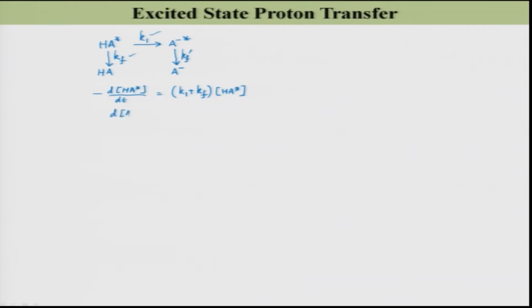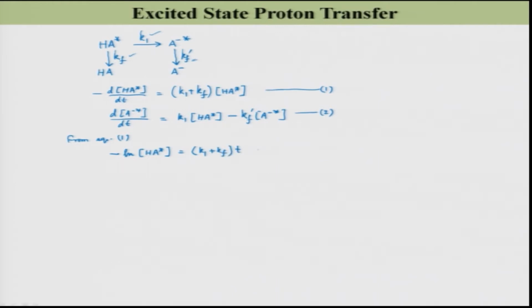So, d[A minus star]/dt, here k1 is the formation and this kf prime is the decay, right. So, k1 into HA star minus kf prime into A minus star. Let me name this equation 1 and this one equation 2. From equation 1, what I can write is minus ln[HA star] is equal to k1 plus kf times t plus C, right.